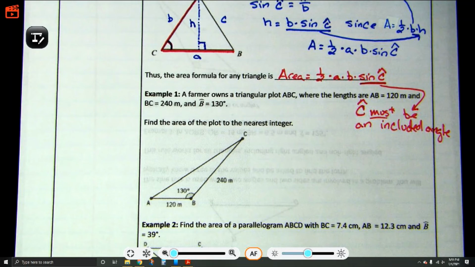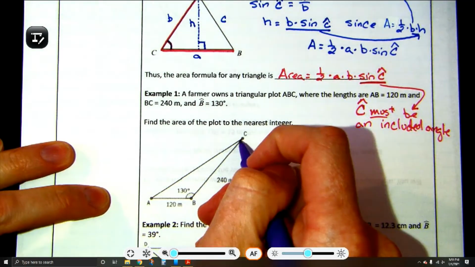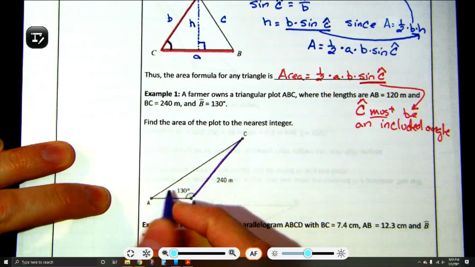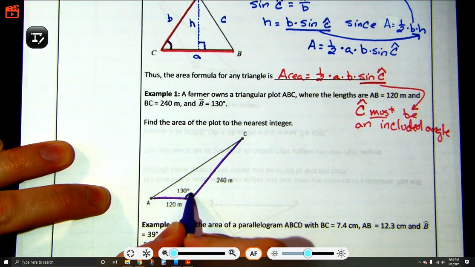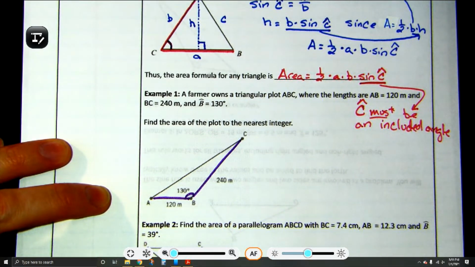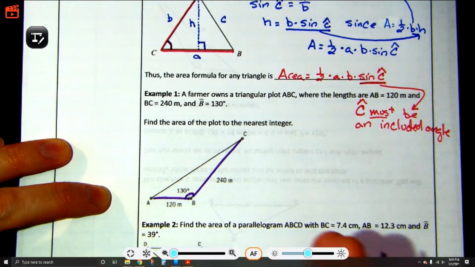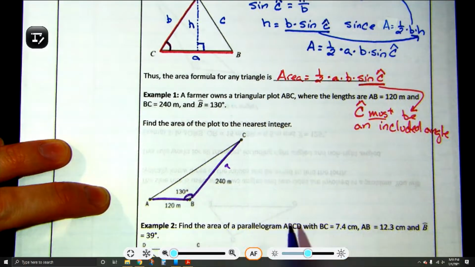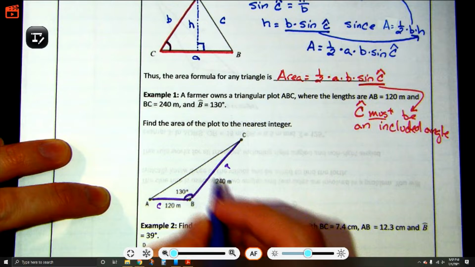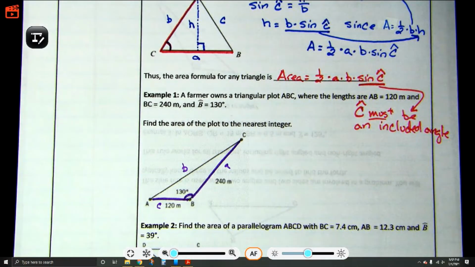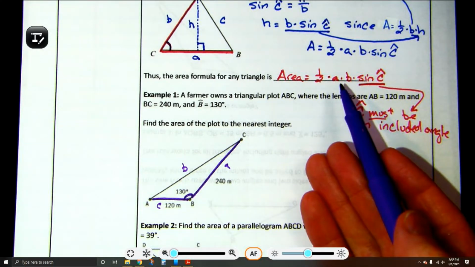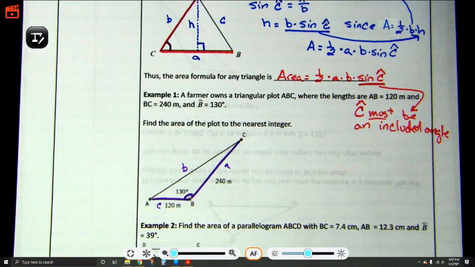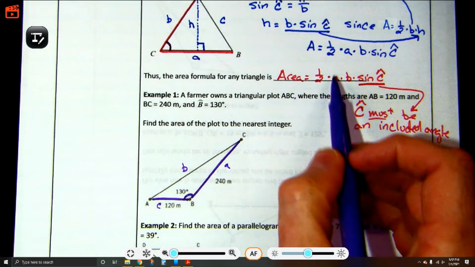Now notice I have two sides and the included angle. So we're good to go. Fantastic. Now, if you wanted to name the sides of this triangle using the naming convention I used up here, obviously this would be side A, and this is side C, and this is side B. So notice it's not going to literally be the exact same sides as the formula, but that's okay as long as you understand it's any two sides and the included angle.